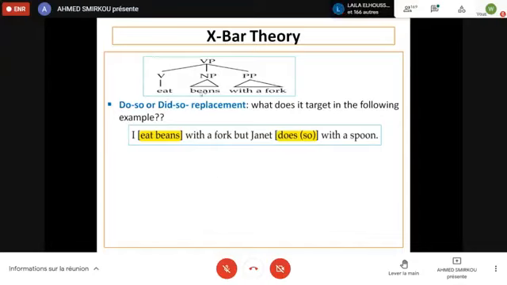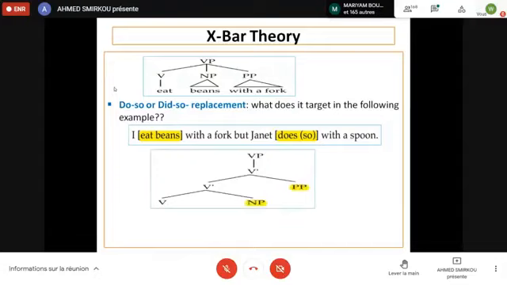But in this flat structure, it's not the case, because eat beans we have also with a fork, which means since eat beans alone forms a constituent, so we need to add a V-bar that includes only eat and beans. Because using do so replacement, we have seen that eat and beans alone, without the preposition, form a constituent. And since they form a constituent, they must belong together, excluding everything else, everything that comes before or after them. Okay? This is how we solve the problem.